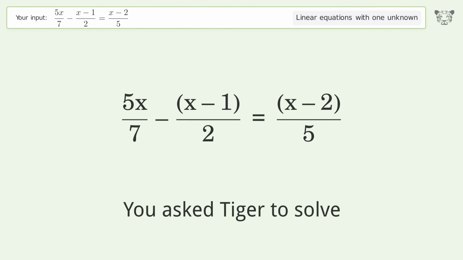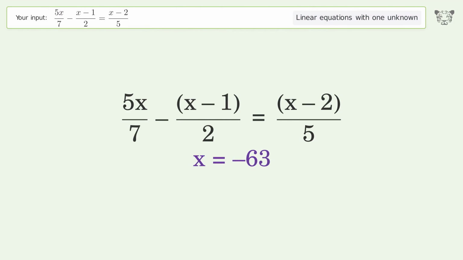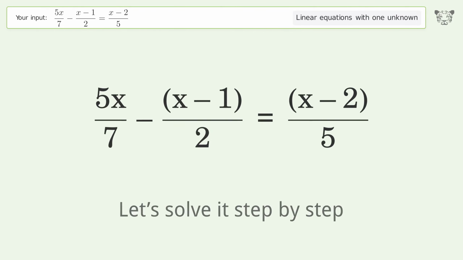You ask Tiger to solve this. It deals with linear equations with one unknown. The final result is x equals -63. Let's solve it step by step.